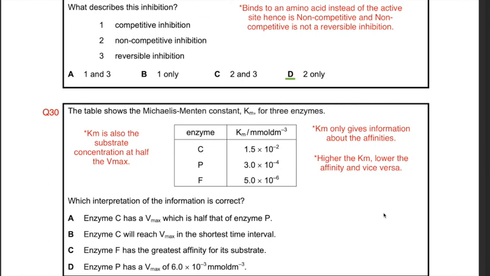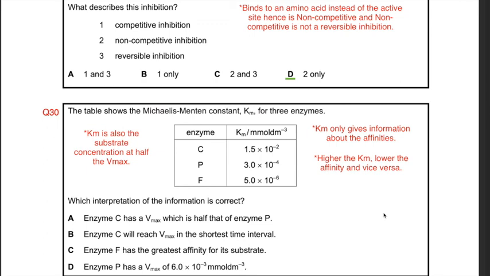Now, a key thing is that Km generally talks about the affinity of an enzyme towards a substrate. Hence, higher the Km value, lower the affinity, and vice versa. That is, lower the Km value, higher the affinity. They both have an opposite correlation. Again, higher the Km, lower the affinity, lower the Km, higher the affinity. And if you go to the table, enzyme F has the lowest Km value, hence will have the highest affinity out of all the given enzymes. And that is only shown by answer C.